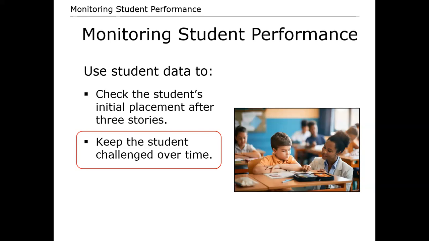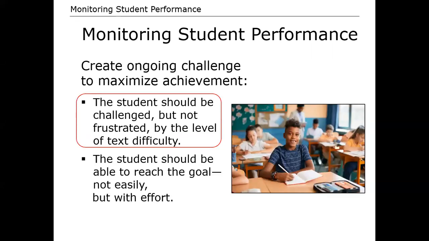Checking initial placement is a process that's valid for up to 6 stories, is our guideline. Once your students have passed 7 or more stories, then you are in the phase that we're going to talk about today, what we call keeping students challenged over time. So that's what we're talking about today. Students' data needs to be at 7 or more stories for this to be a process that will work well.